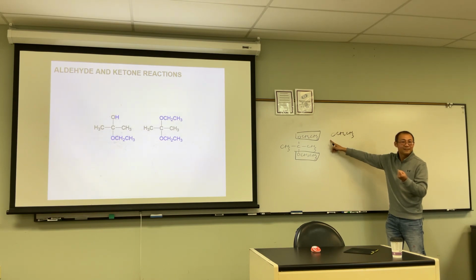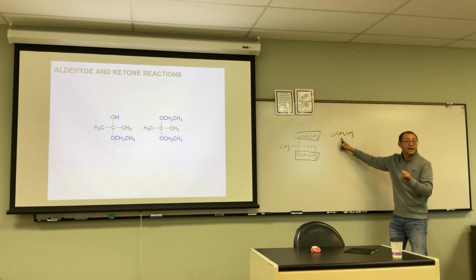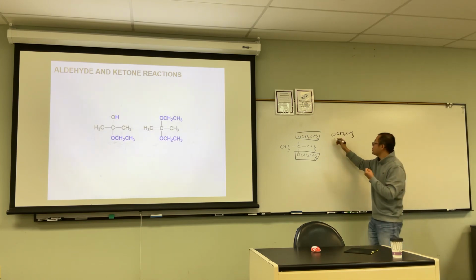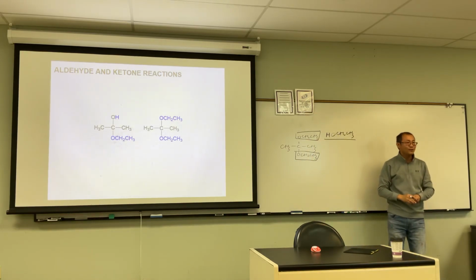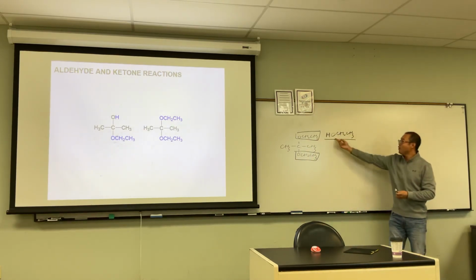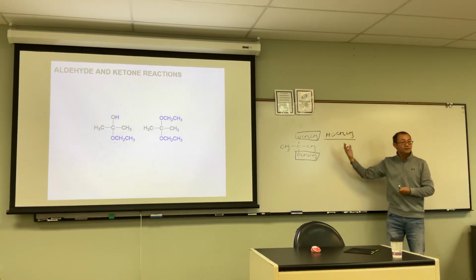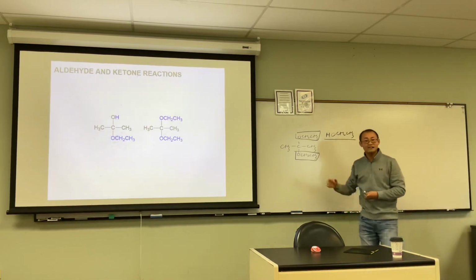The R is there. This is OR already, right? What is missing to make it an alcohol? H. This is the alcohol. Does that make sense? This is the OR. You add an H, you make what? The alcohol. Do you guys see that?